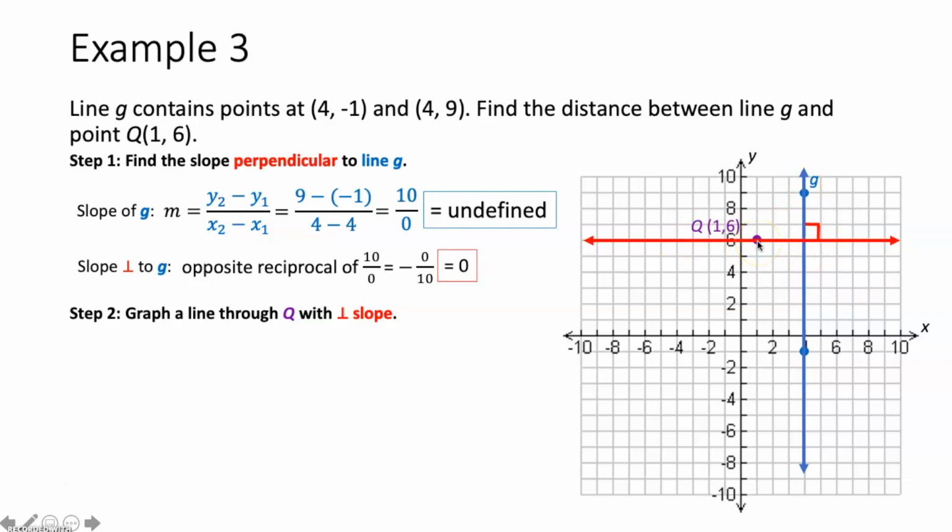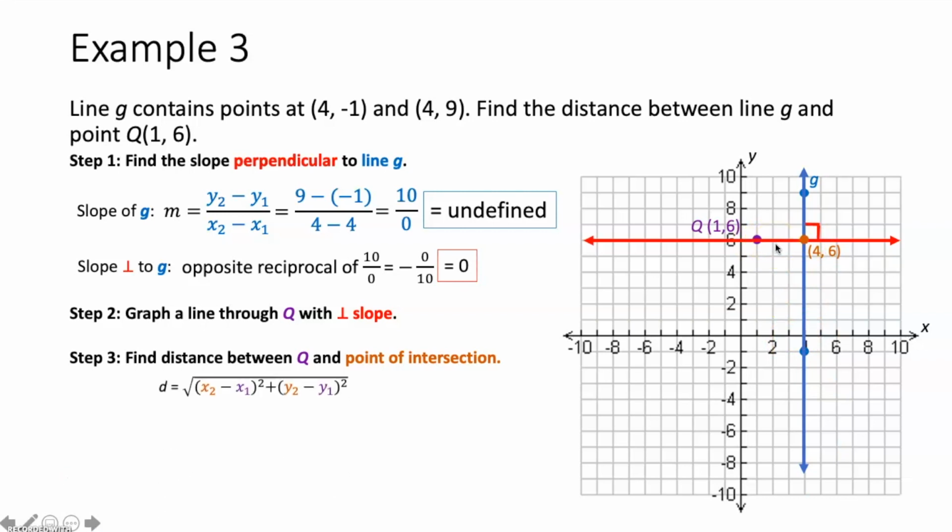So we can find the distance between point Q here and the intersection point, which is 4, 6. So to find the distance between these 2 points, we can use the distance formula, right? We pick one of the points to be x sub 1, y sub 1, and the other one to be x sub 2, y sub 2. Doesn't matter, you could have switched those. We then plug them in their corresponding spots in the distance formula.